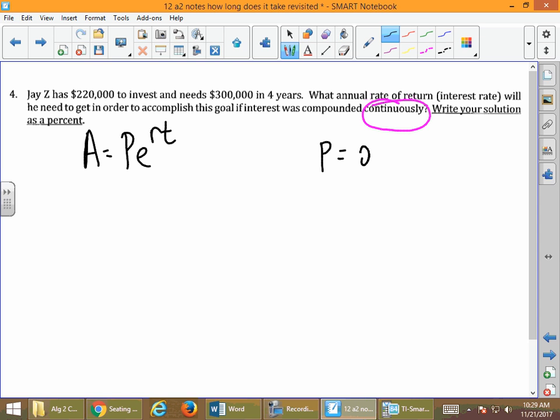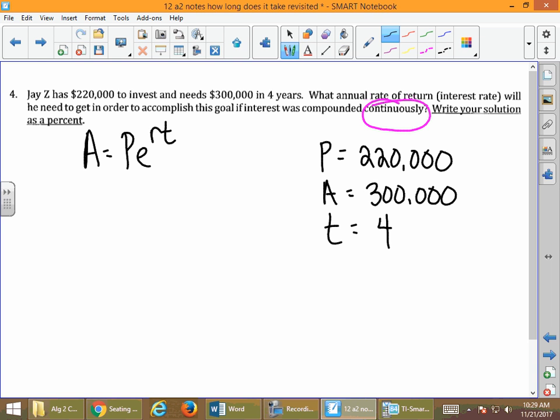But our P is 220,000. And maybe at the beginning you needed to write them all down, and maybe you don't need to write them down now. You can just fill them in. What works for you? And he needs to have 300,000 in 4 years. That's our A. We didn't have to double or triple this time. And we know our time is 4. That's different. We haven't had that before. What we don't know is our rate. And once we identify those facts, we can put them back into our equation.